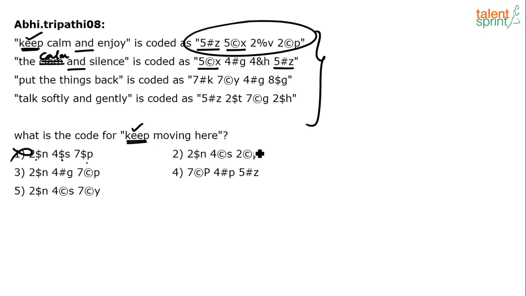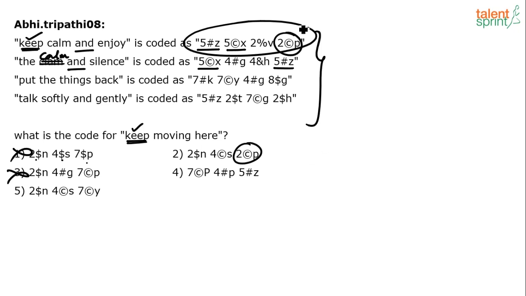Second option: $2N is not available, 4 copyright S is not available, but 2 copyright P is common. 2 copyright P, 2 copyright P here. So the second option is possible. Don't mark the answer as option 2 yet. It is a possible answer, but we are not sure. Check the remaining options. $2N not available, 4 hash G not available, 7 copyright P not available. Eliminated.